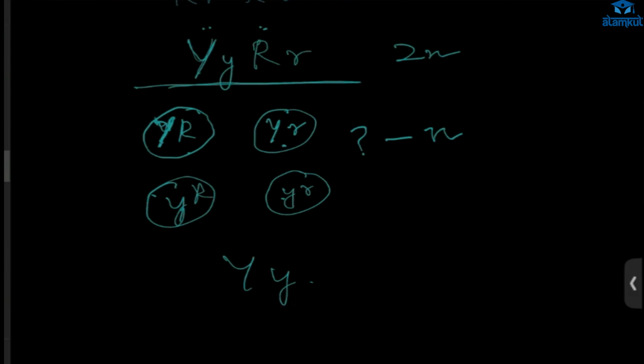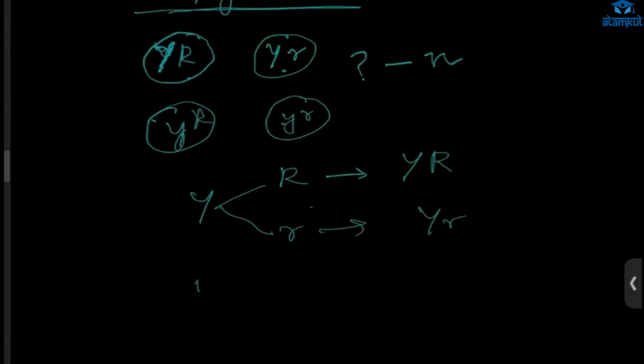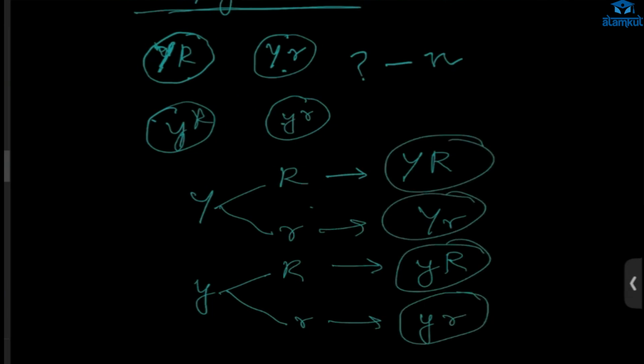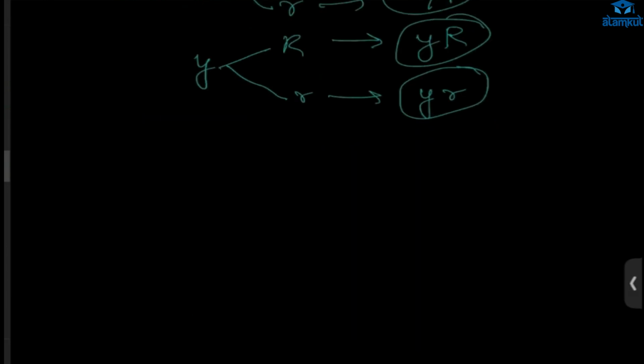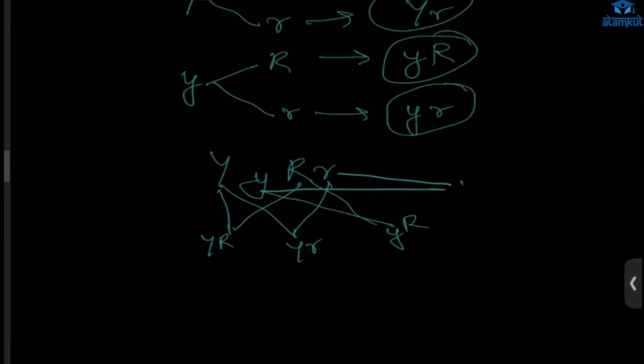And there is another method also you can see. You can write like this, capital Y. For that, we have capital R and small r. So what would be the gametes? Capital Y, capital R. Capital Y, small r. Then we have small y, capital R, small r. Here we will get small y, capital R. Then small y, small r. So these are the gametes. And another method is the same thing, like this, whichever you want.